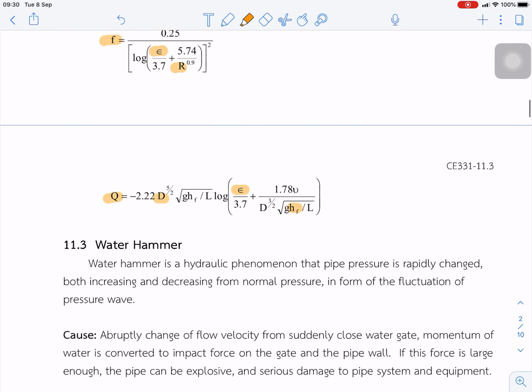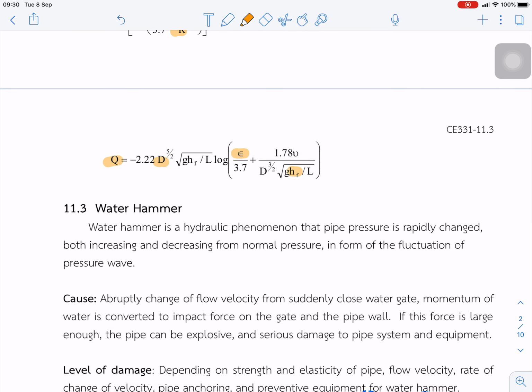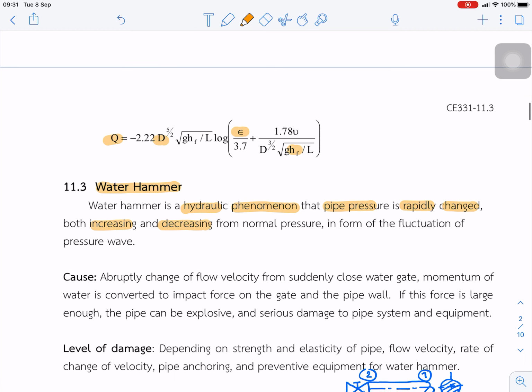Okay, the next topic is the water hammer. We have to understand this phenomenon. We call it a hydraulic phenomenon because it is very important for operating pipe flow. In this case, it means the pipe pressure rapidly changes, both increasing and decreasing from the normal pressure, as a fluctuation of the pressure wave.